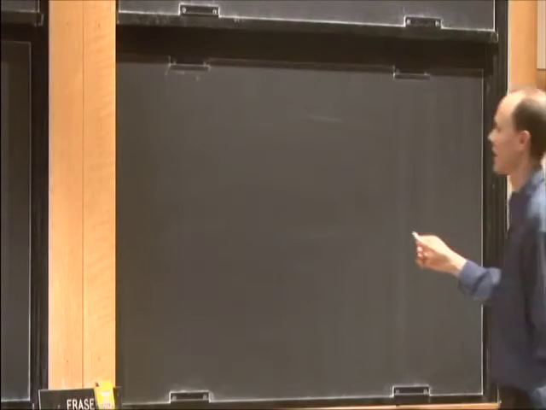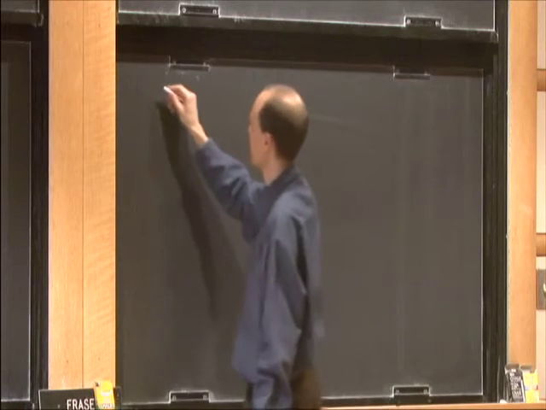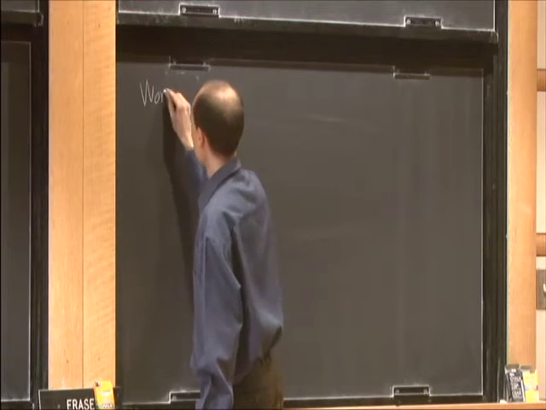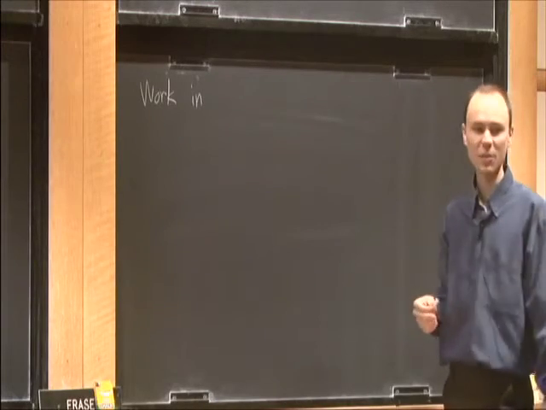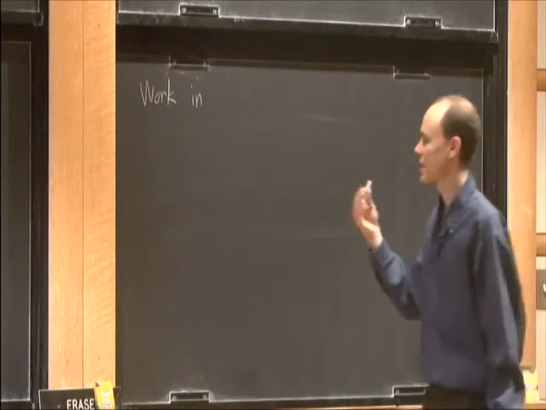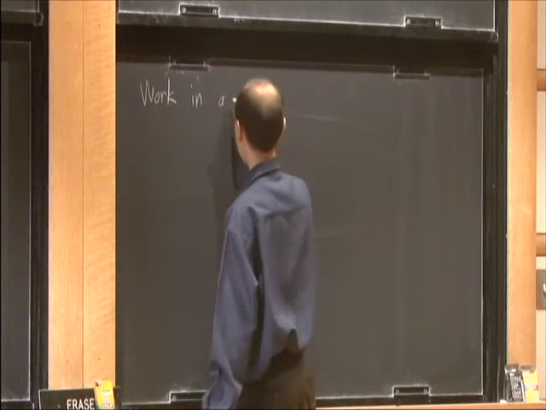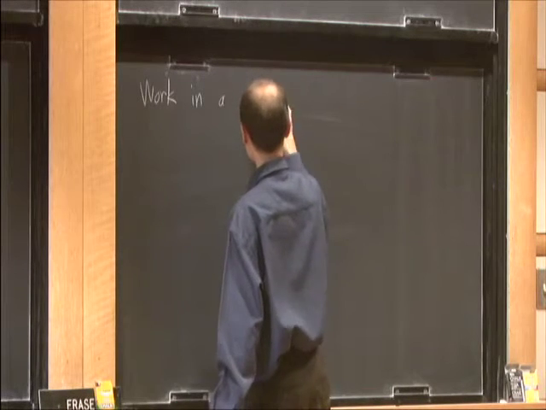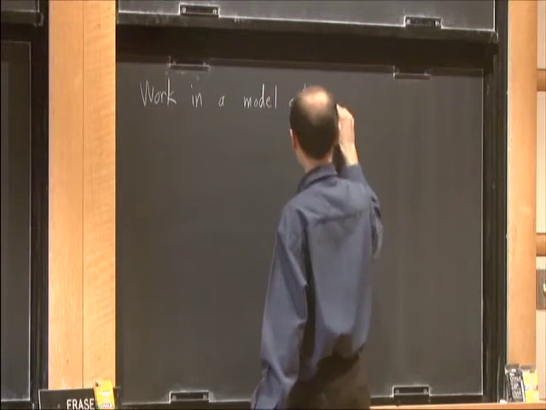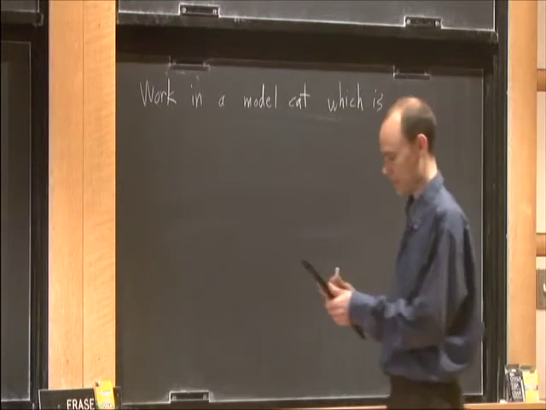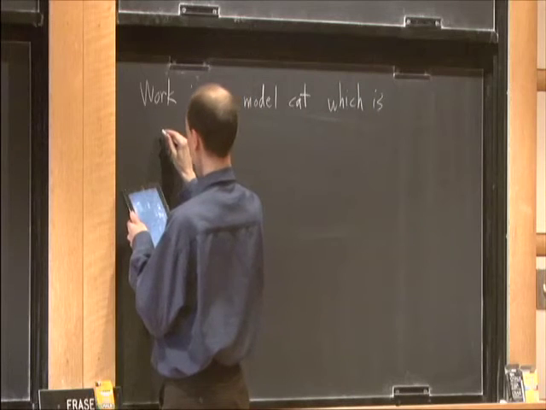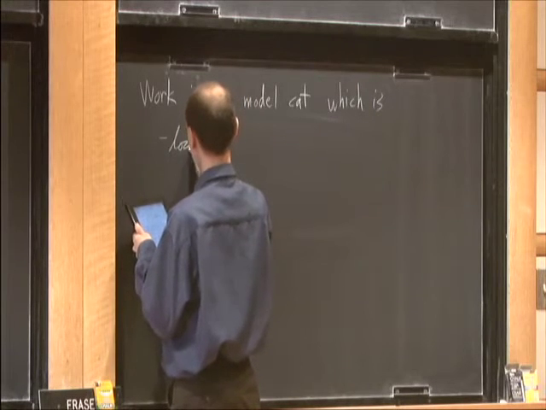And now over here, I want to say something about what the semantics looks like that we're going to look at. I'm going to work in, well, everything that I say is going to make sense in the context of a model category which has a bunch of very nice properties. So I'm going to just write these down and then not explain them.